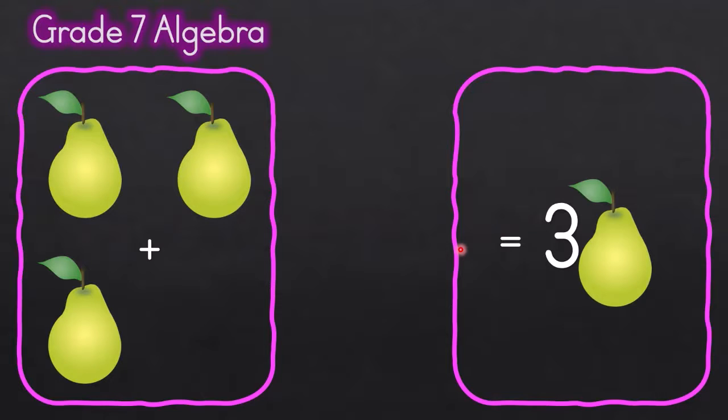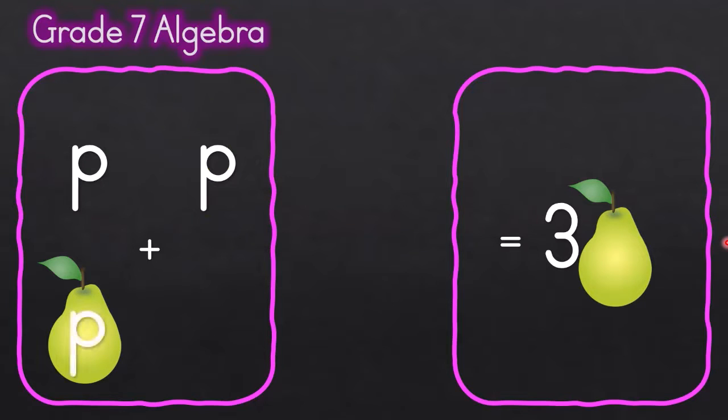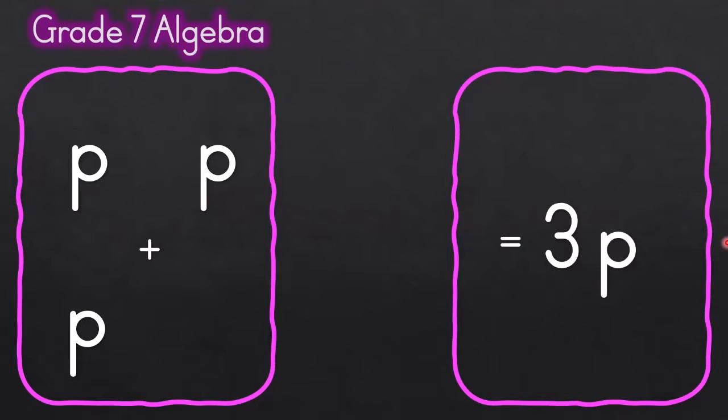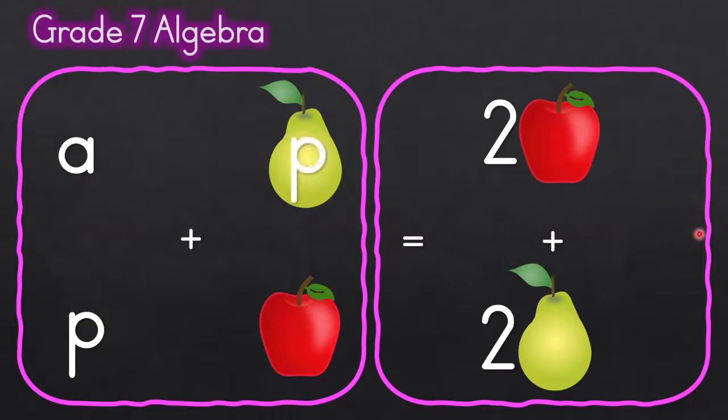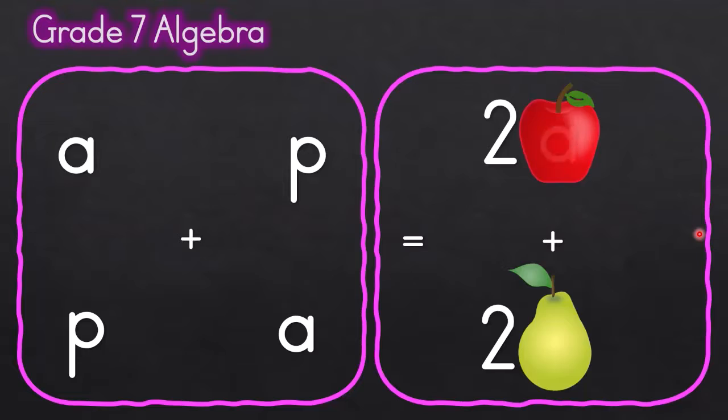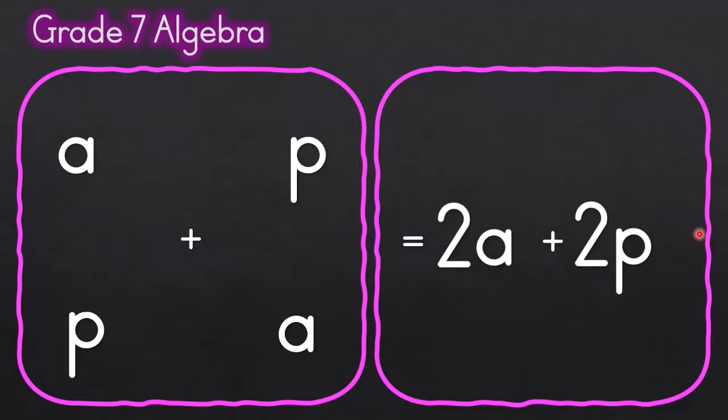So let's try the next one. This is what we had in grade 1. Let's upgrade it to grade 7 level. And instead of pears, we have the letter P. This is simple enough. We can get the hang of this. So again, what happened when we got a mixed thing like this? The same thing happened. We replaced our apples with A's, and we replaced our pears with P's. And that is what we ended up with, 2 apples and 2 pears, or 2A plus 2P.